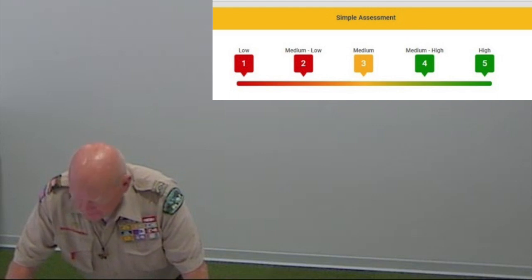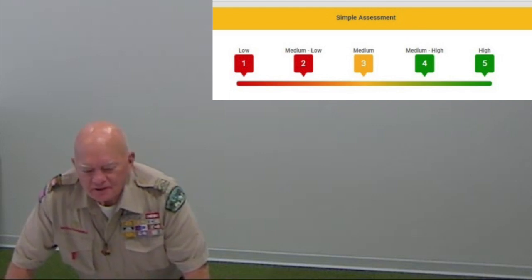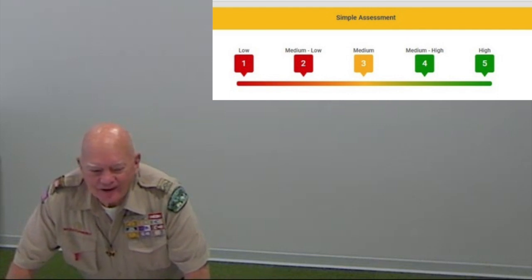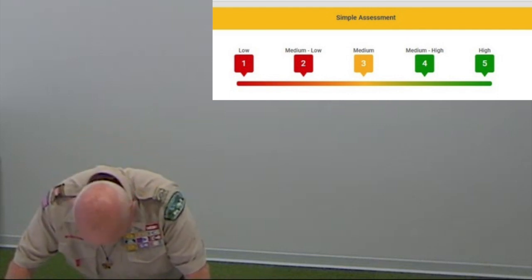The patrol method, I think, was kind of interesting here. Who is the patrol leader? The Scoutmaster, yeah. Which means this patrol method's not really happening.